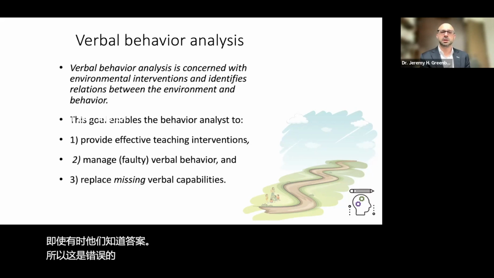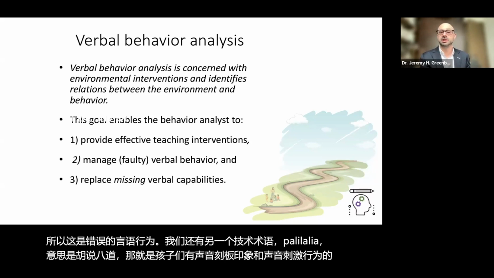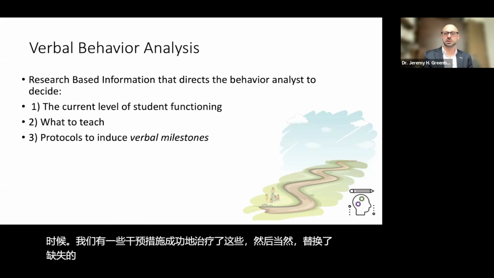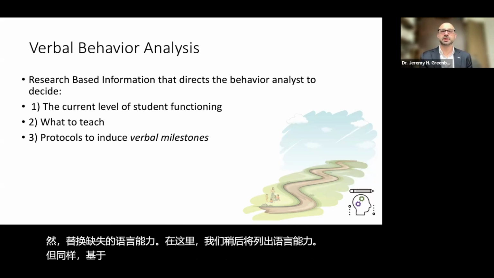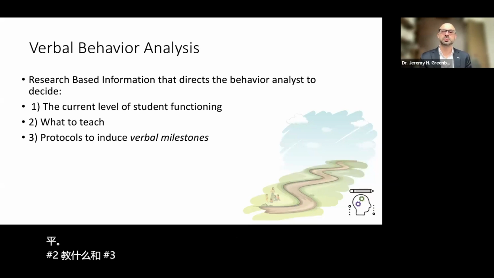We also have another technical term, palilalia, which means nonsense talk. And that's when children have vocal stereotypy and vocal stim behavior. And we have some interventions that have been successful for treating those. And then, of course, replacing the missing verbal capabilities. We're going to get to a list in a moment of the verbal capabilities. But again, research-based information that directs the behavior analyst to decide, number 1, the current level of student functioning. Number 2, what to teach. And number 3, protocols to induce verbal milestones.